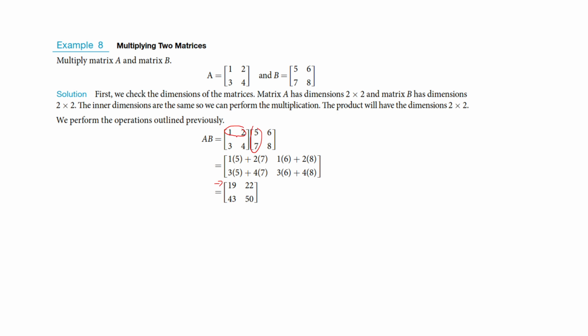We then do it again. We do row times that next column. 1 times 6 is 6, 2 times 8 is 16. We add that up, and 16 plus 6 is the 22. Then we move down. We go this row times this column. We get 15 plus 28. That's where our 43 comes from. And then finally this row times the final column. So it's row times column.